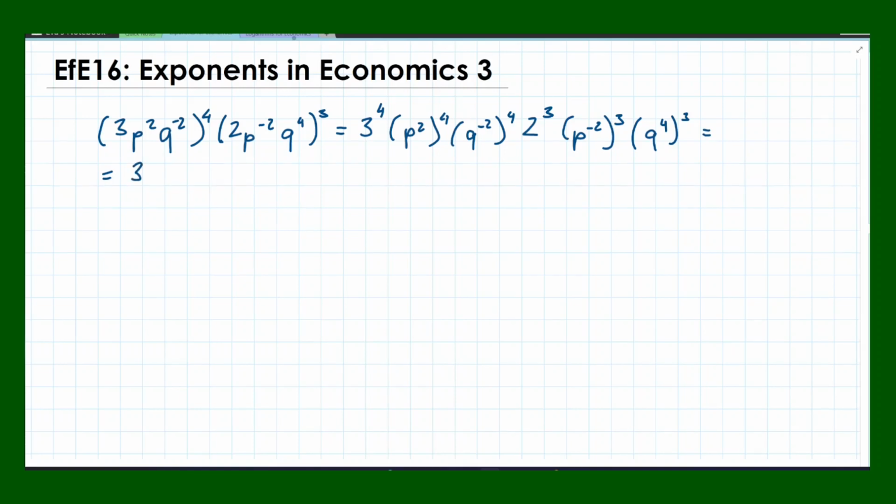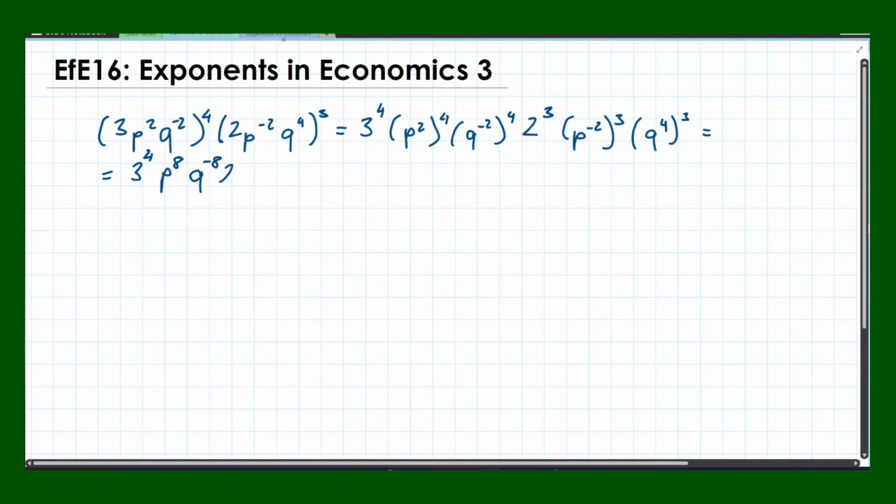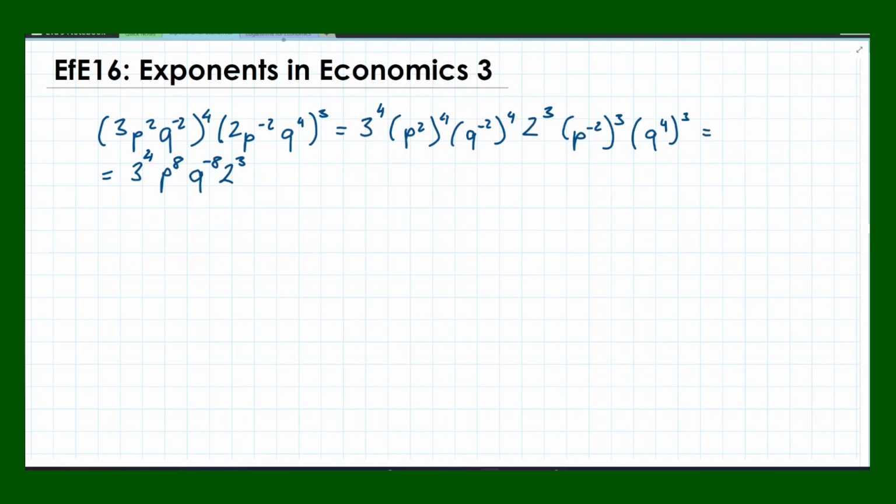So 3 to the 4 stays, but now the new power of p is going to be 2 times 4, which is 8. The new power of q is going to be negative 8, because negative 2 times 4 makes negative 8. 2 cubed stays. Then the next term is p to the negative 2 to the third, so that's going to be p to the negative 6. And the last is q to the 4 cubed. That's altogether going to make it q to the 12, because 3 times 4 makes 12.